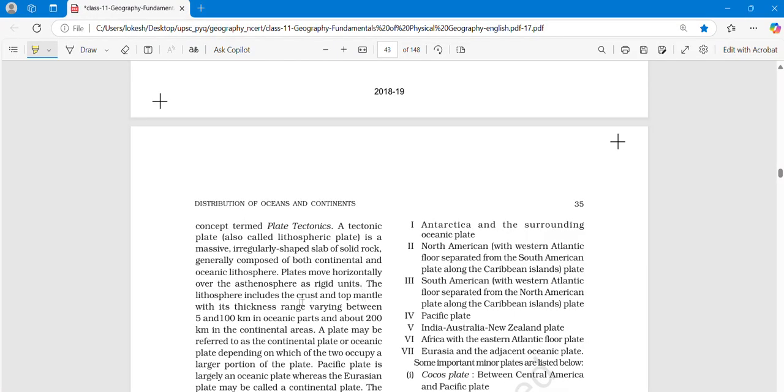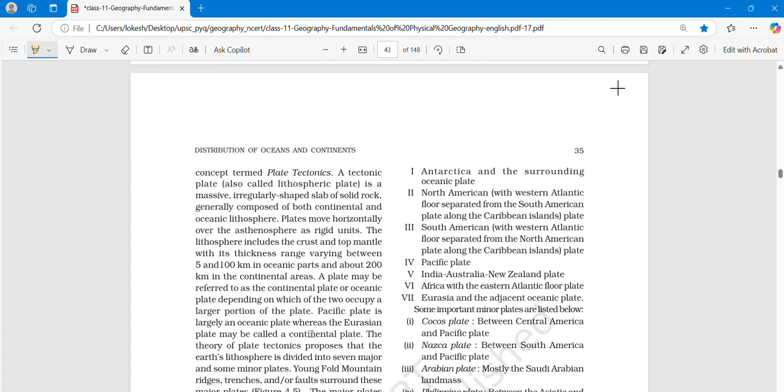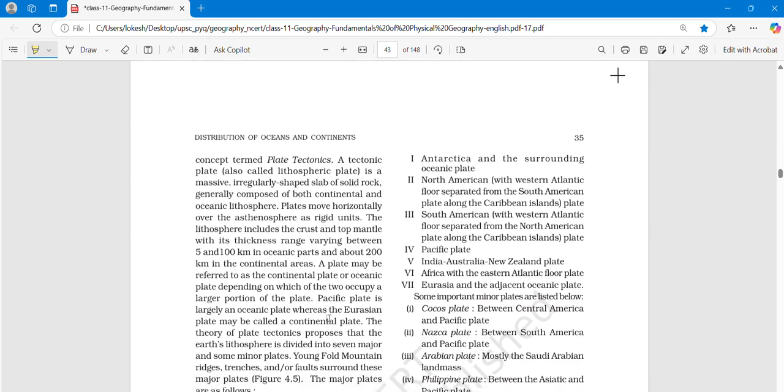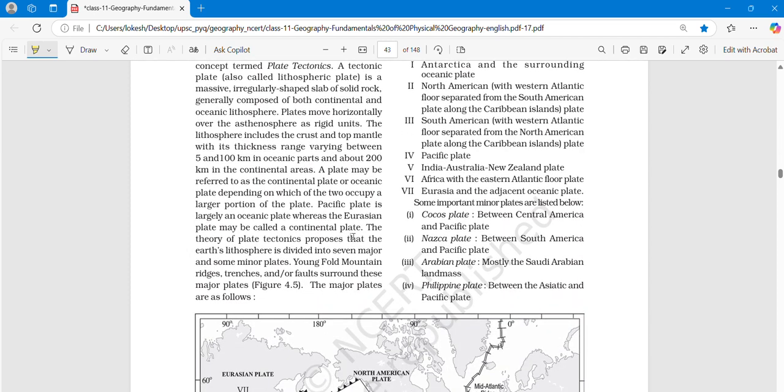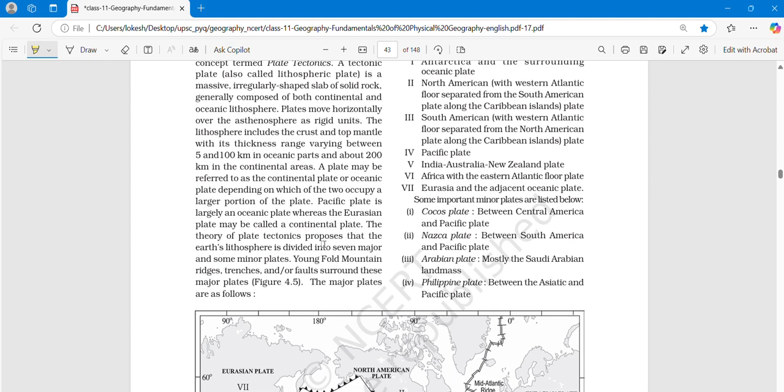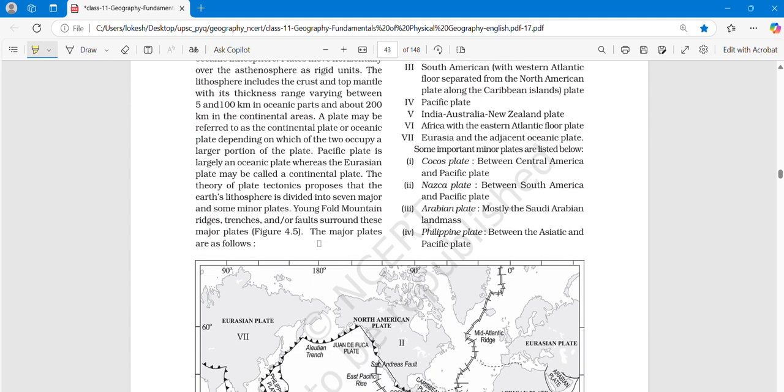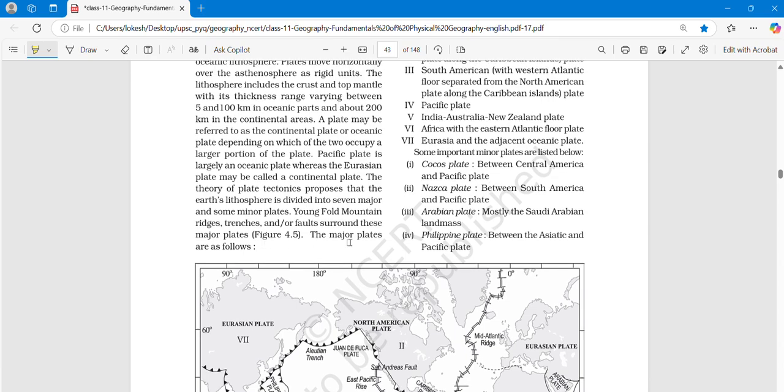The lithosphere includes the crust and top mantle, with its thickness varying. A plate may be referred to as a continental plate or oceanic plate depending on which of the two occupies a larger portion of the plate. The Pacific plate is largely an oceanic plate, whereas the Eurasian plate may be called a continental plate. The theory of plate tectonics proposes that the Earth's lithosphere is divided into seven major and some minor plates. Young fold mountains, ridges and trenches are found along these major plates. The major plates are as follows.